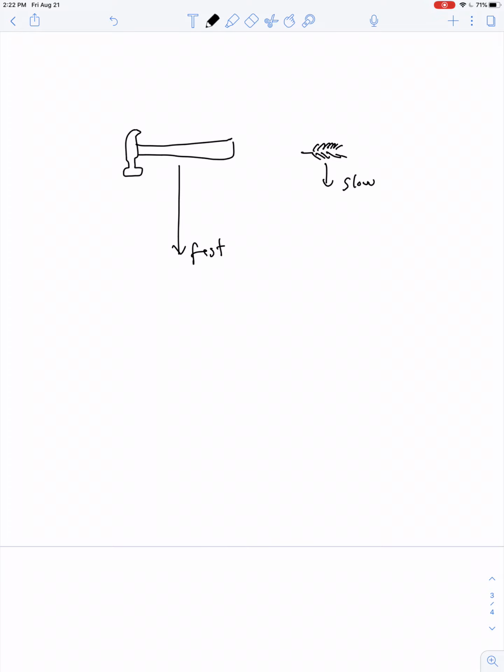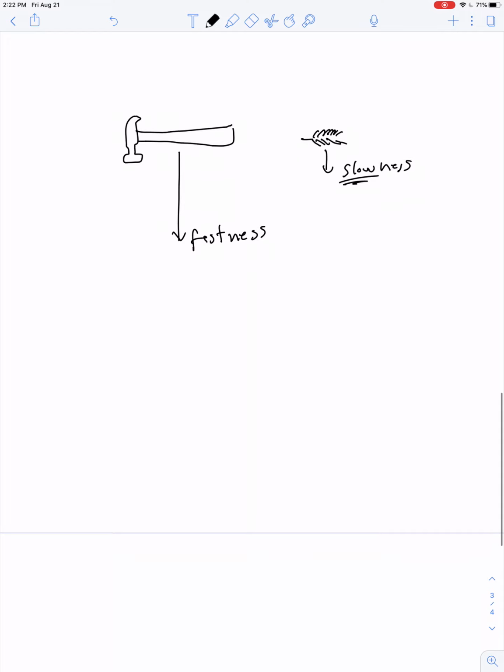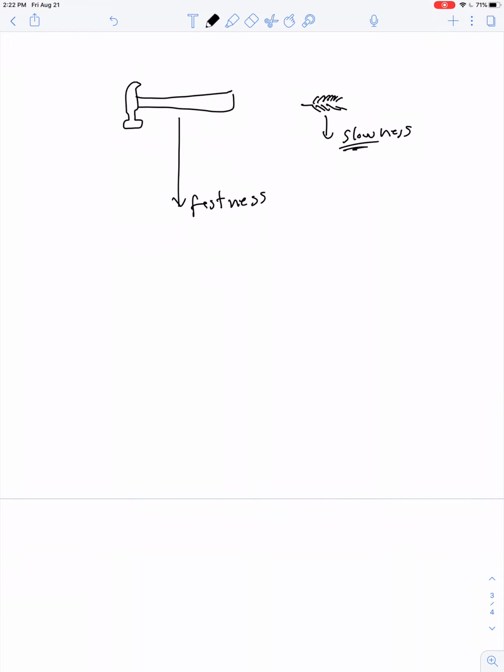And you can make the conclusion that the hammer falls fast because it's heavy and the feather falls slowly because it's light. But then I would challenge you, like maybe feathers just have an inherent slowness to them, and hammers have an inherent fastness to them. So I want you to imagine this compound object. My compound object is made of a feather that's been tied to the hammer.